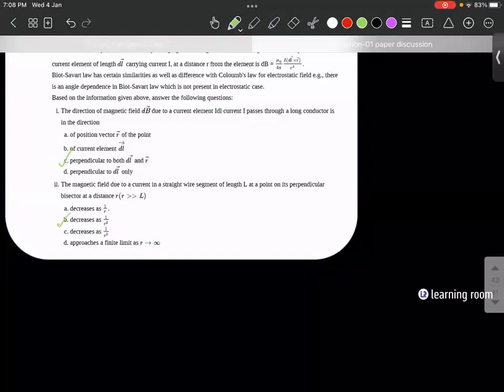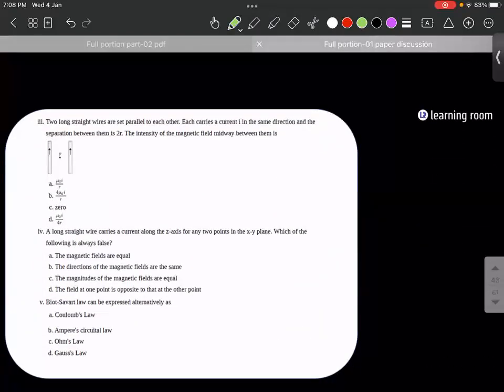Yeah, that's right. So two straight wires are set parallel to each other. Each carries a current I in the same direction. The separation between them is 2r. The intensity of the magnetic field midway between them is? Zero. Yes.